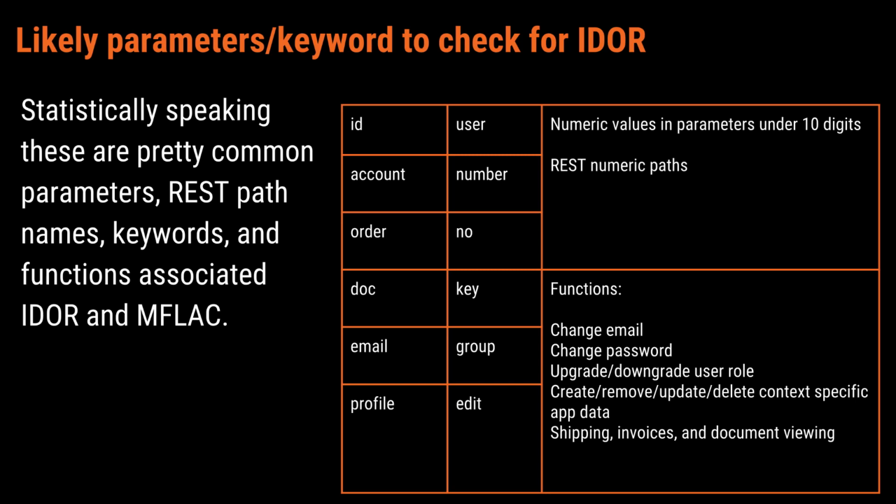And then any numeric values in parameters that were under 10 digits, or that were under 10 digits in REST numeric paths. In functions, most often missing function level access control presented itself in change emails, change passwords, upgrade or downgrade user roles, creating, removing, updating, deleting specific application level data, and in shipping, invoicing, and document viewing, most likely.